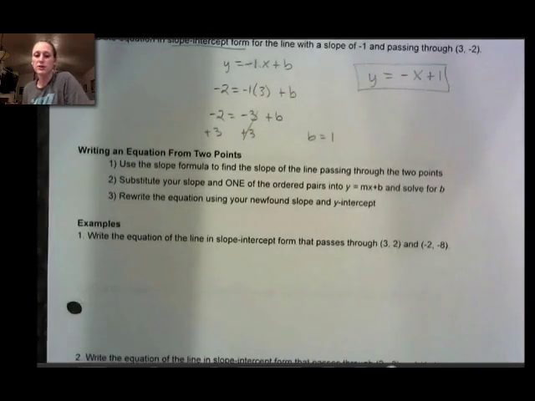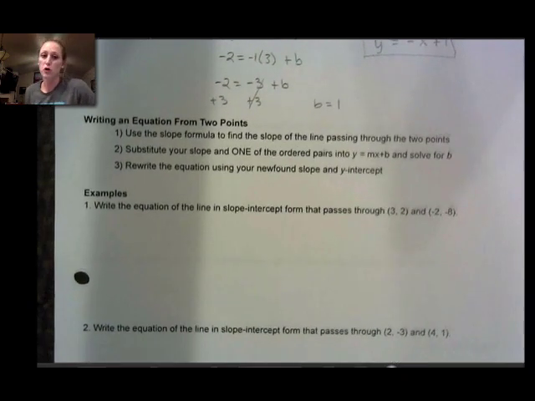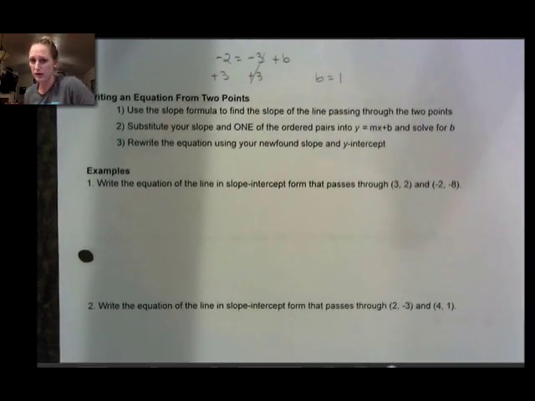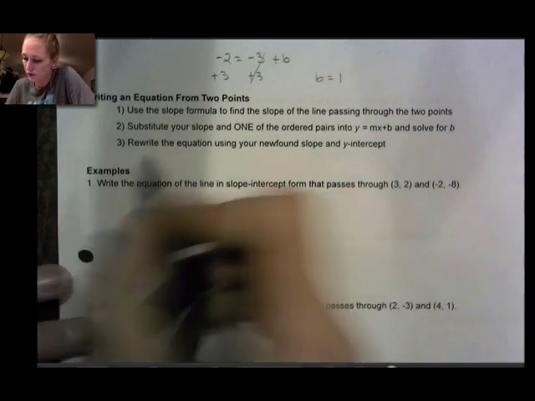All right, so now we're going to look at an example where they don't give you the slope, they just give you 2 points. So here's the strategy we're going to use. We're going to use our slope formula, y minus y over x minus x, to find the slope. And then we're going to do the process we just did, where we're going to solve for b. And then once we have m and b, we can write our equation.